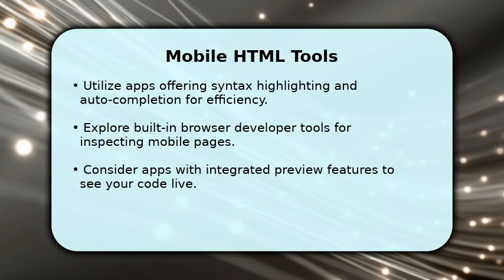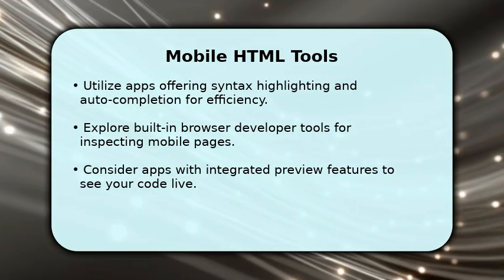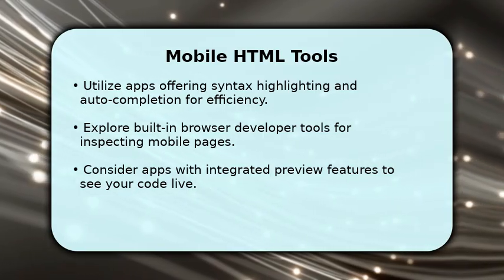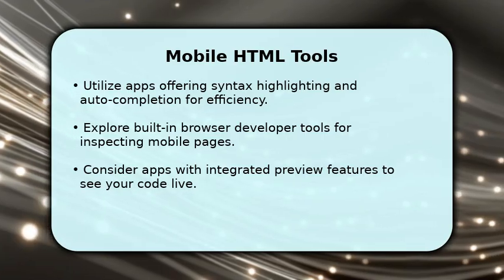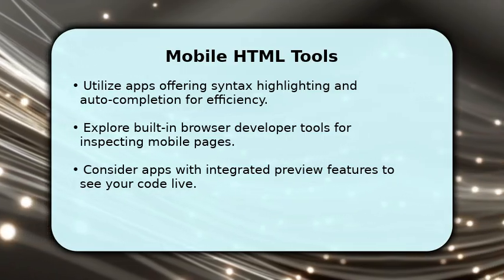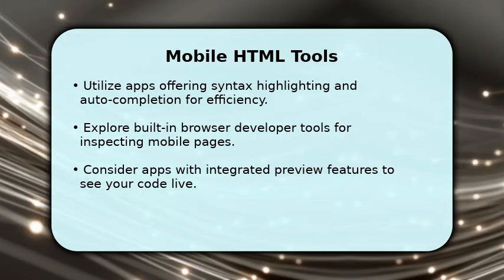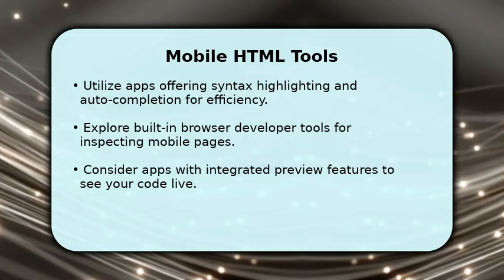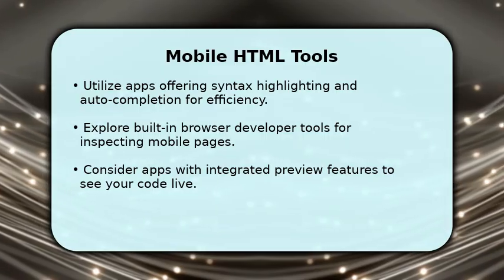Selecting the right tools is crucial for mobile HTML learning. Look for apps that provide syntax highlighting, making your code easier to read, and auto-completion, which speeds up typing. Many mobile browsers also offer developer tools. Learn to use them for inspecting elements and debugging. An integrated live preview feature within your editor app is incredibly helpful for seeing immediate results of your code changes.